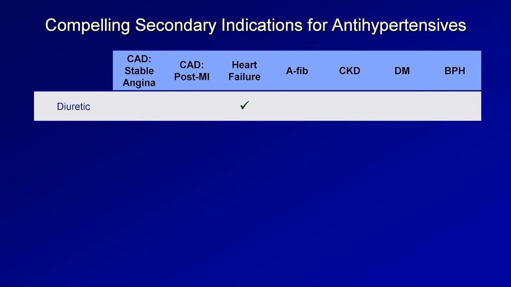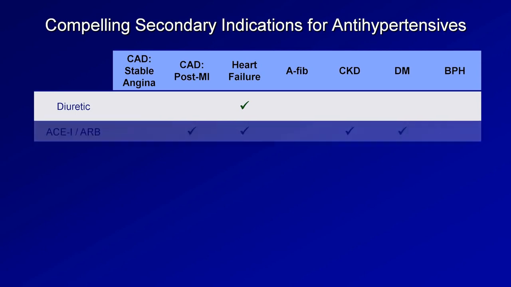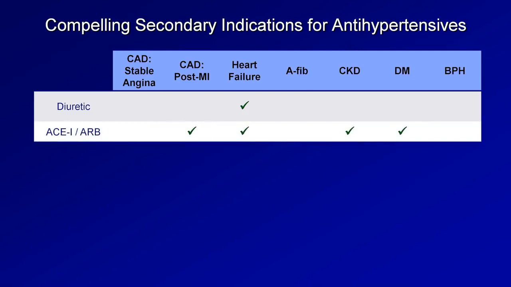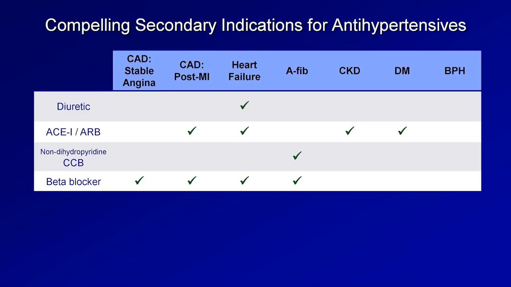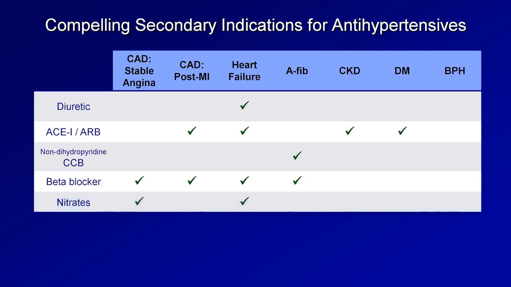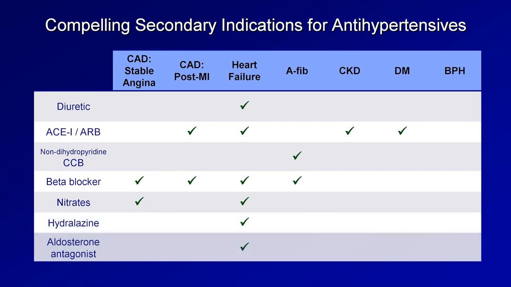Diuretics, particularly loop diuretics, are also helpful in heart failure. ACE inhibitors and ARBs are helpful in patients post-MI, those with heart failure, those with chronic kidney disease, and those with diabetes. The non-dihydropyridines can help rate control patients with atrial fibrillation. Beta blockers are also indicated in stable angina, post-MI, heart failure, and can control AFib. Nitrates are indicated in angina and heart failure. Both hydralazine and aldosterone antagonists are frequently used in heart failure.